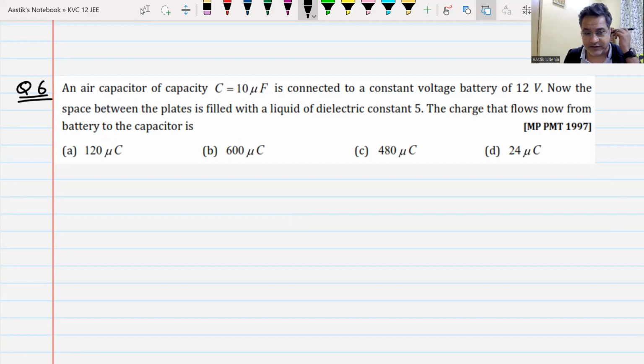Now the space between the plates is filled with a liquid of dielectric constant 5. Find the charge that flows from the battery to the capacitor. I'll give you 2 minutes to give me the answer.